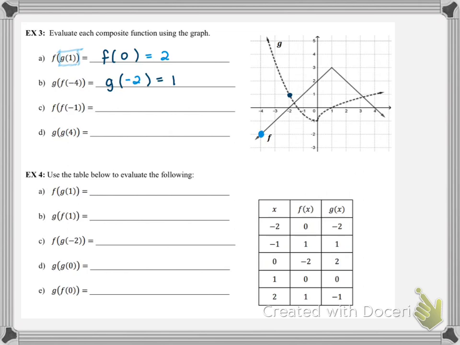So on the table, same idea. We're going to start by replacing g of 1. So we look for an x value of 1. That gives me 0 as an output. And then we want to evaluate f of 0. So we look for an x value of 0. That gives an output of negative 2.